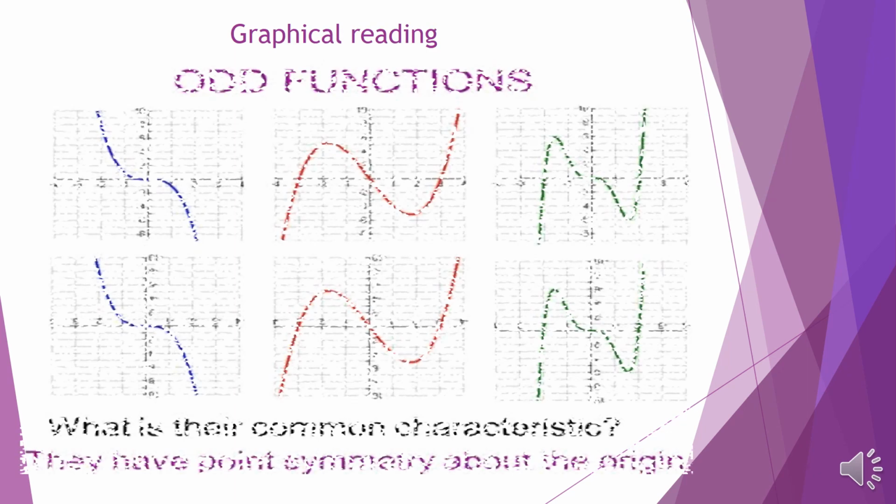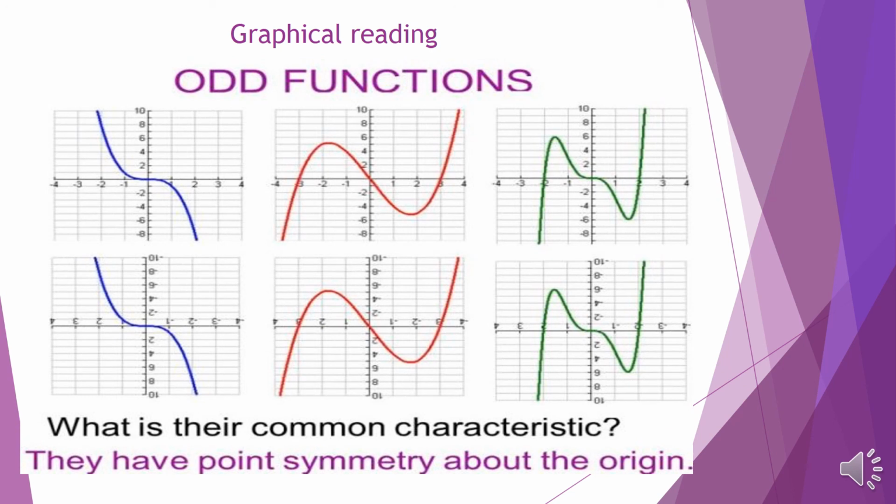Graphical reading for odd functions. We have 6 curves. Look at the first one: the symmetry with respect to the origin is clear. The same for the second curve, the third, the fourth, the fifth. We notice it in all of them. So what is their common characteristic? What do these curves have in common? They all have the origin as the center of symmetry.